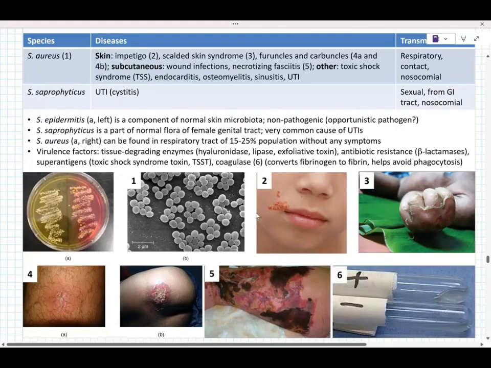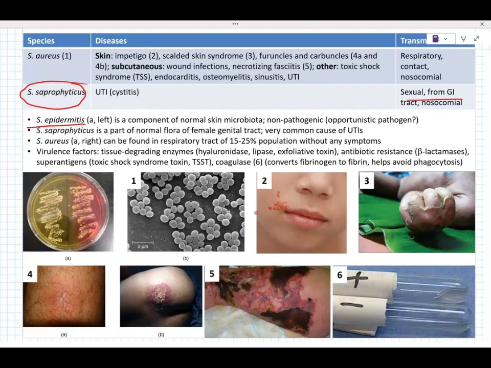So, probably the poster child of bacterial infections is Staphylococcus. So we're going to talk about 3 species. I'm going to knock out Staphylococcus epidermidis, which is a normal microorganism present on human skin. It's not really a pathogen. Staphylococcus saprophyticus has a very narrow area of pathogenicity. It's found in the human gut and transmitted mostly sexually during anal sex.